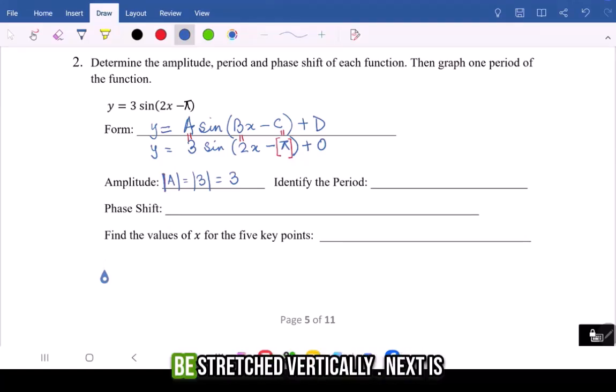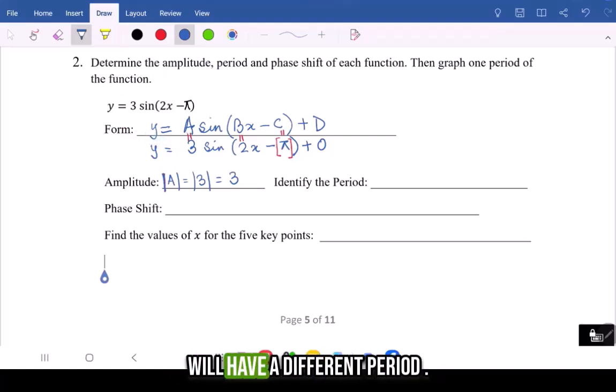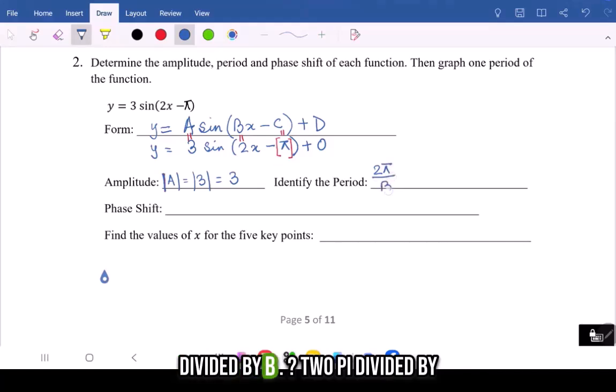The graph will be stretched vertically. Next is to identify the period. Now we know that the sine graph has a period of 2 pi. However, this function with all the variations will have a different period. How do we find the period? You take the period of the basic sine function, which is 2 pi, and divide it by b. 2 pi divided by b will give us the period of the function.